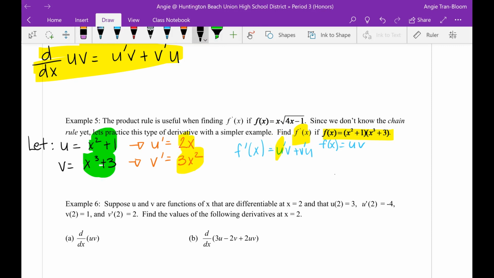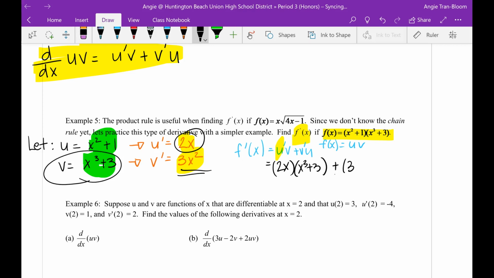Okay, so to finish this up, we're going to go find U prime, which is 2x. We will go and locate V, which is x to the third plus 3. We are going to add V prime, which is this guy right here, 3x squared, and we are going to locate U, which is x squared plus 1. And from here, just really basic algebra.